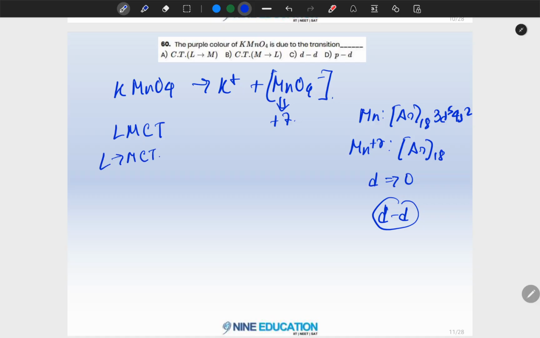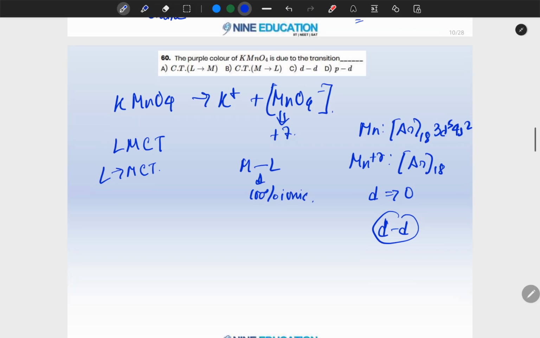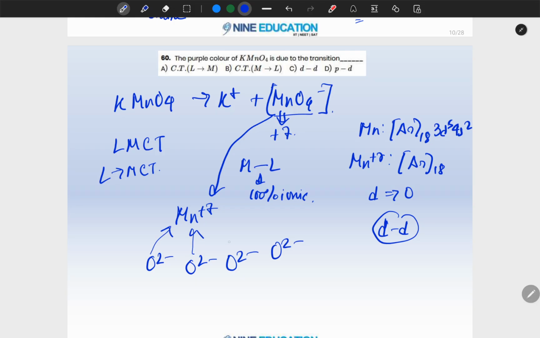Now as per CFT, we have to consider that the metal-ligand bond in complexes is purely ionic, that is 100% ionic. This is the basic assumption of CFT. So in the MnO4- complex, I need to consider manganese is present in the +7 oxidation state, and it is completely surrounded by 4 O2- ions, right? So then only there will be transfer of electrons from ligand to metal.